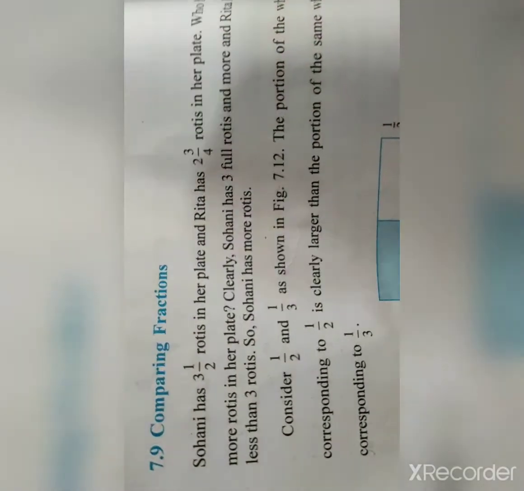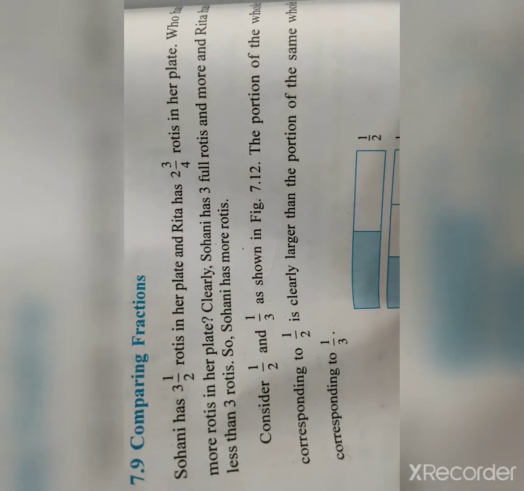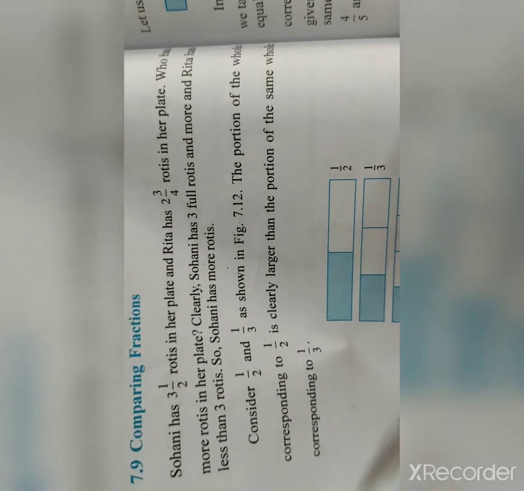Okay. Now see on the next page, 7.9, comparing fractions. Sohani has 3 integer 1 upon 2 rotis in her plate, and Rita has 2 integer 3 upon 4 rotis in her plate. Who has more rotis in her plate? Okay, clearly Sohani has 3 full rotis and Rita has 2 full. So Sohani is having more than Rita.